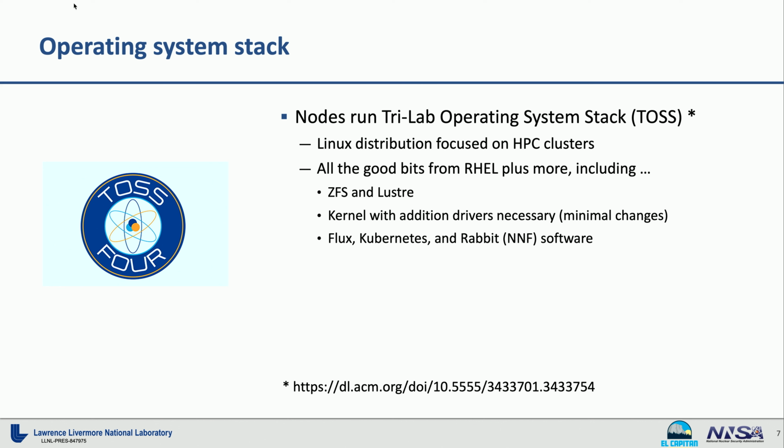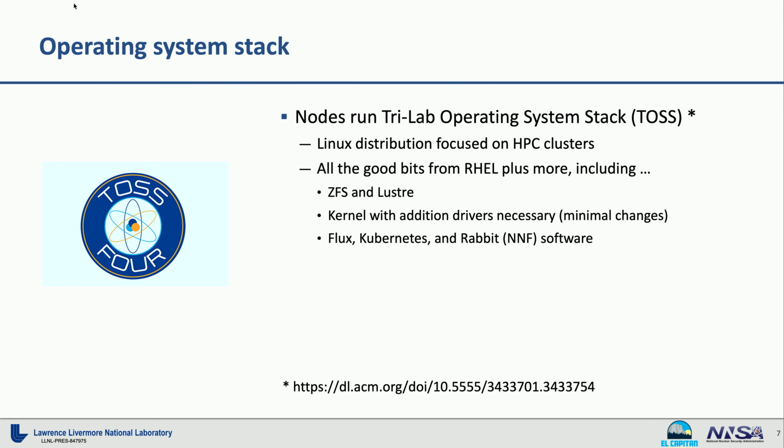So at the bottom, we've got our usual operating system stack. This is a RHEL-based Linux distribution, but in addition to ordinary Linux stuff, it's got ZFS and Lustre. This is the same ZFS and Lustre that we use for our large Lustre file systems, and that allows us to create targets. It's got the kernel drivers so that we can talk to the high-speed interconnect and anything else that's special.